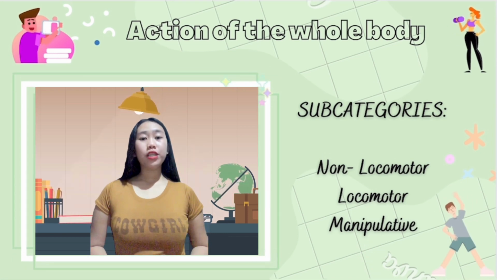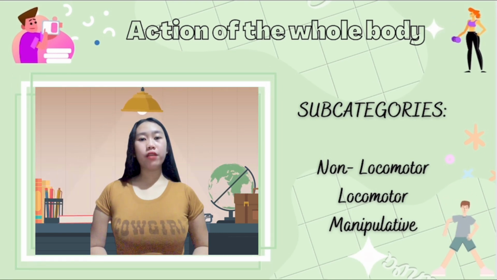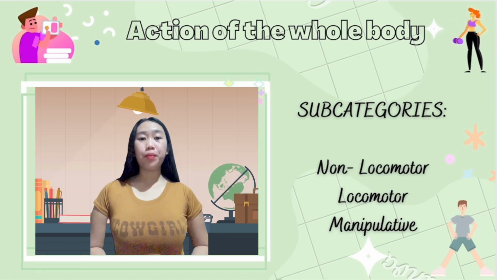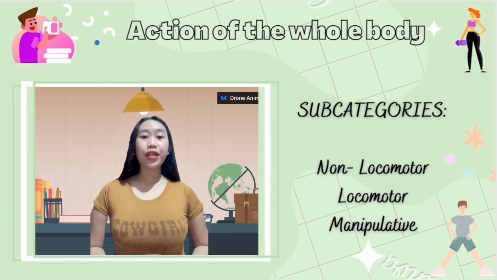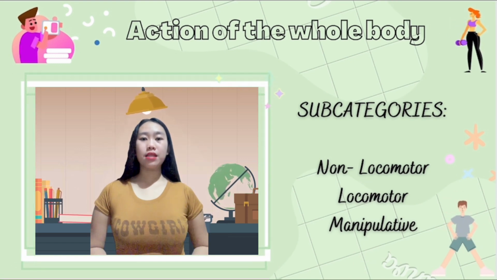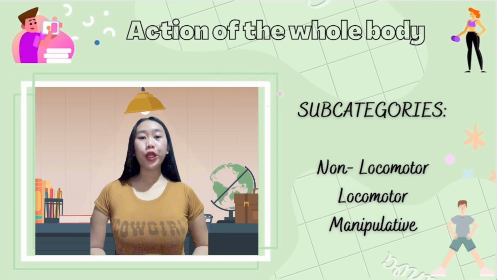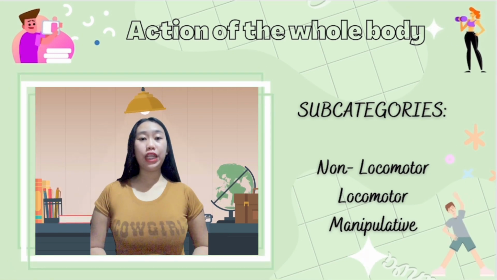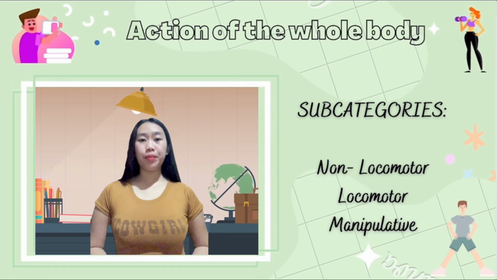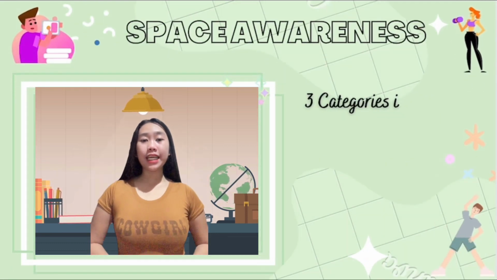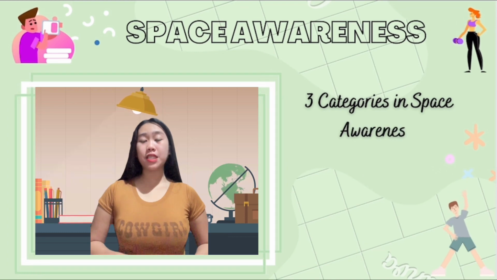So, all in all, body awareness is important for children to learn to motor plan and coordinate their body parts through space and around objects in their environment. Children with poor body awareness often appear uncoordinated or clumsy because they do not know where their body parts are. And now, let us proceed to the second movement concept, which is space.